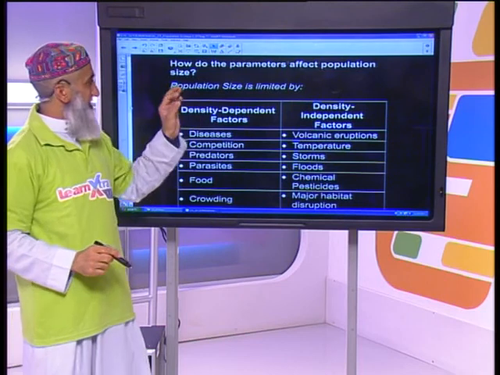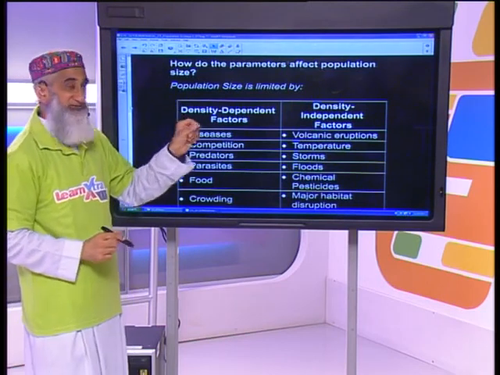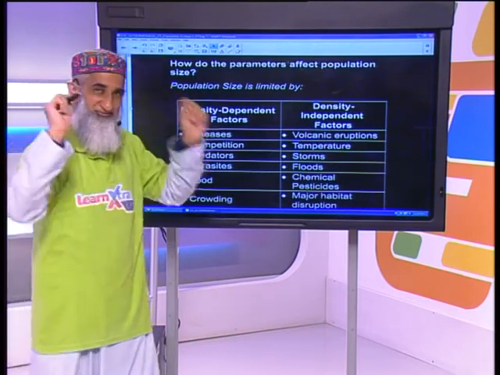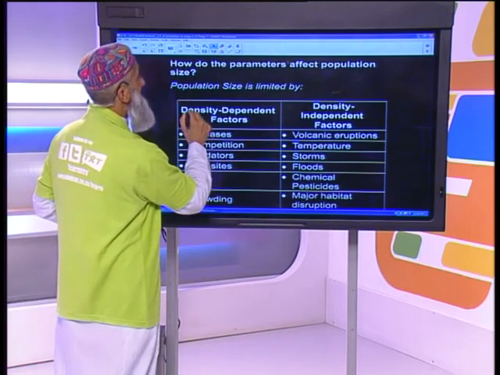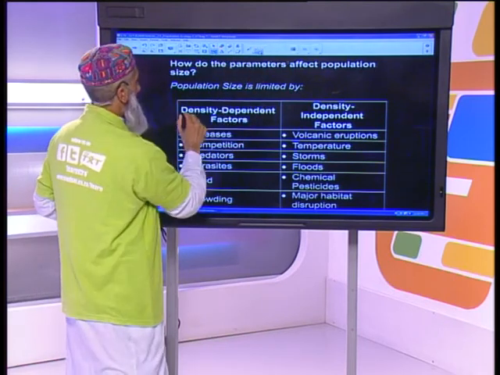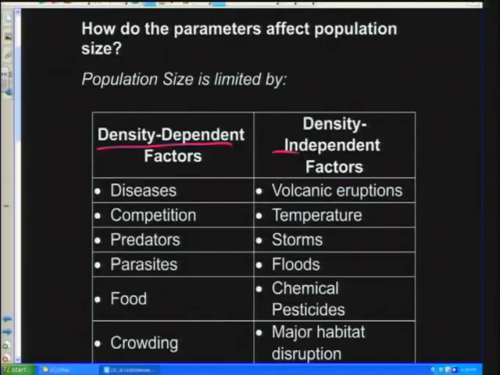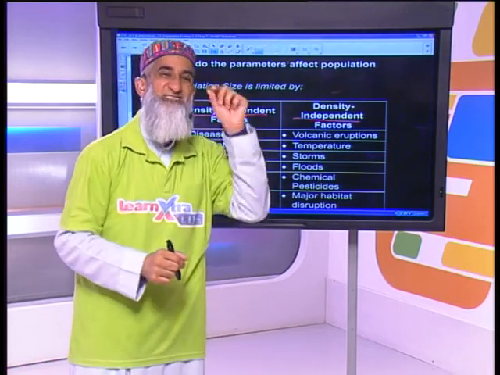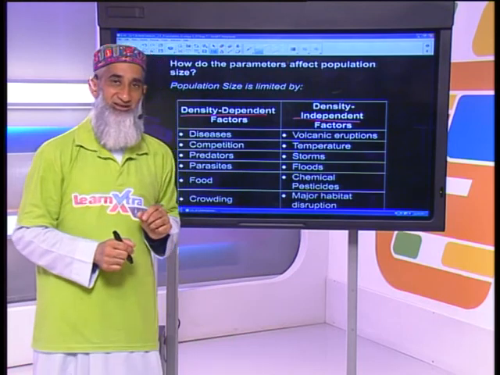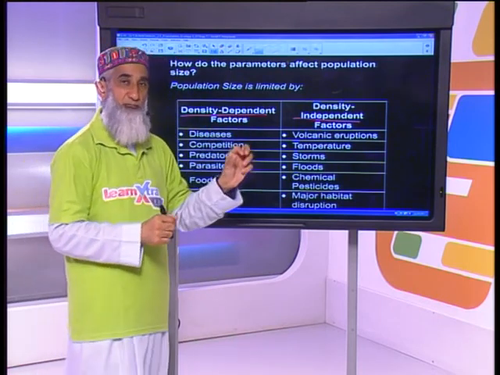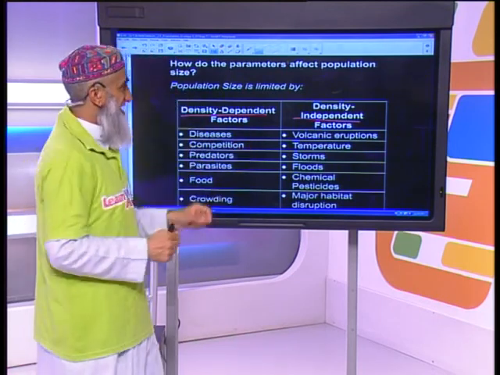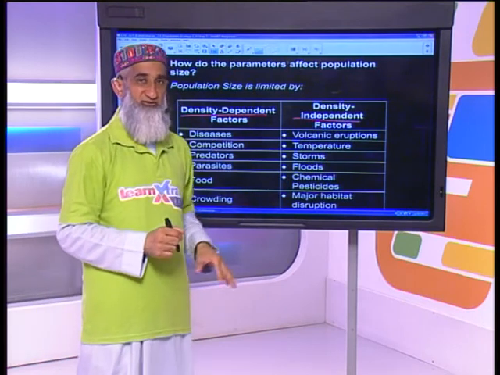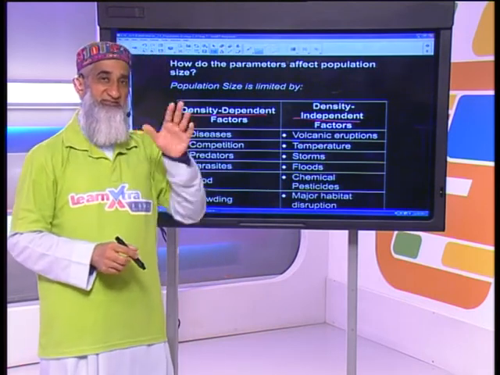Population size is limited by, we said limiting factors are either density dependent or density independent. Density dependent, meaning it's dependent on density. It's dependent on the size of the population. If a factor is dependent on the size of the population, we say it's density dependent. If a factor is not dependent on the size of the population, then we say it's density independent.